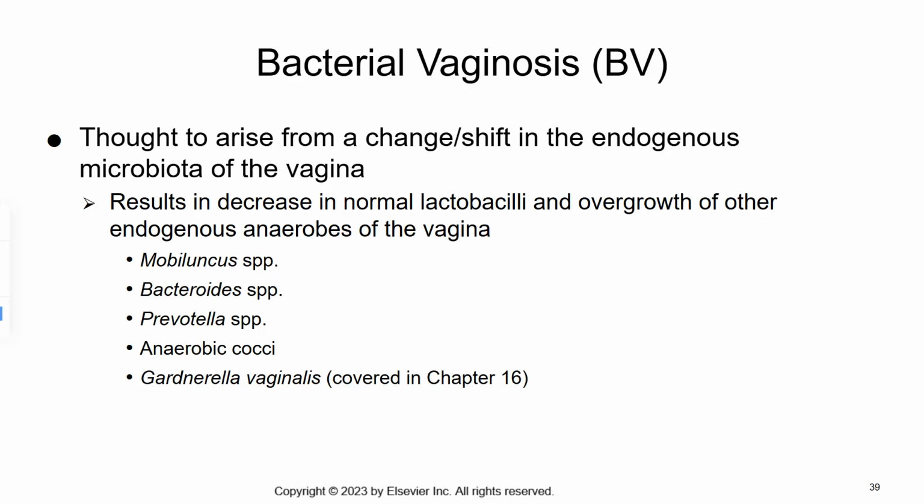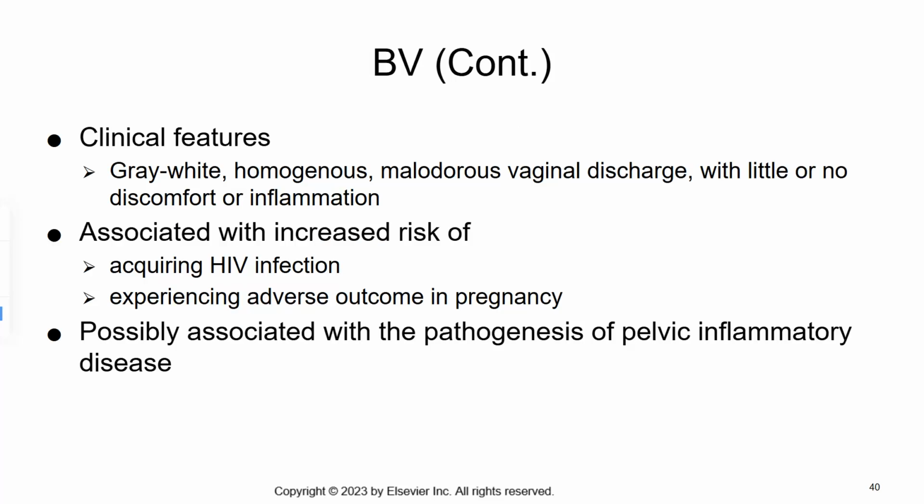Bacterial vaginosis is thought to arise from a shift in the endogenous microbiota of the vagina, resulting in decreased normal lactobacilli and an overgrowth of other endogenous anaerobes of the vagina. Clinical features: gray-white, homogeneous, malodorous vaginal discharge with little or no discomfort or inflammation. It is associated with increased risk of acquiring HIV infection, adverse outcomes in pregnancy, and possibly the pathogenesis of pelvic inflammatory disease.